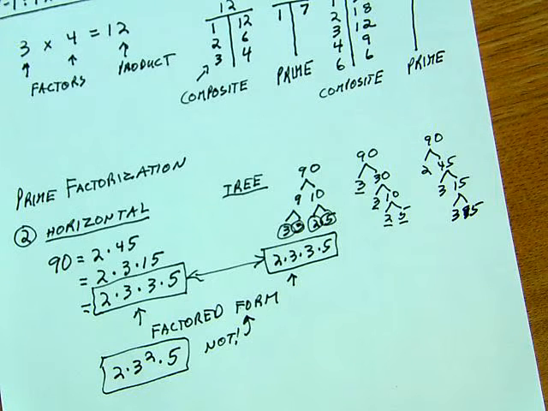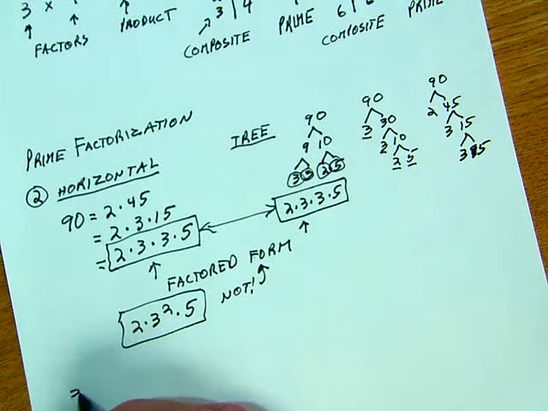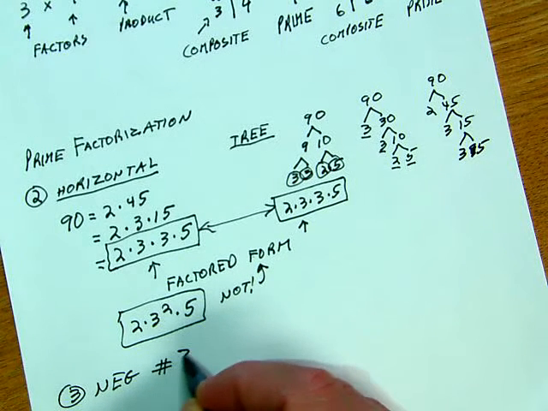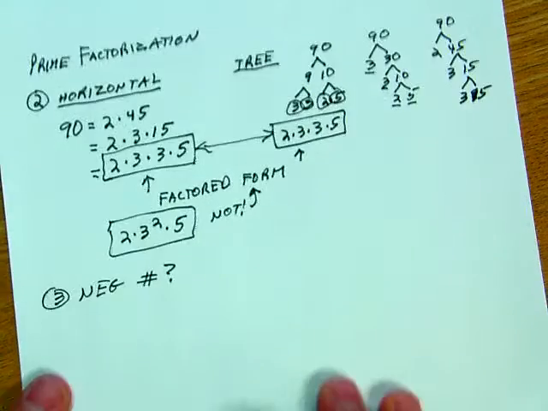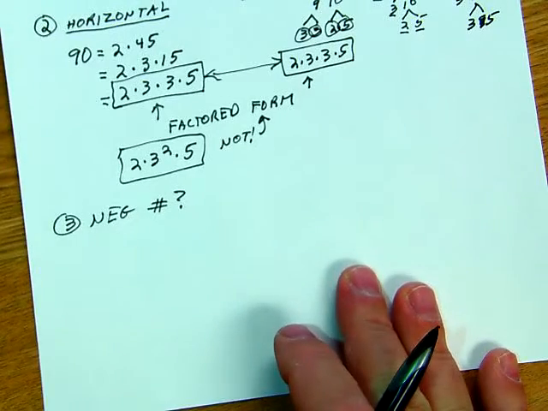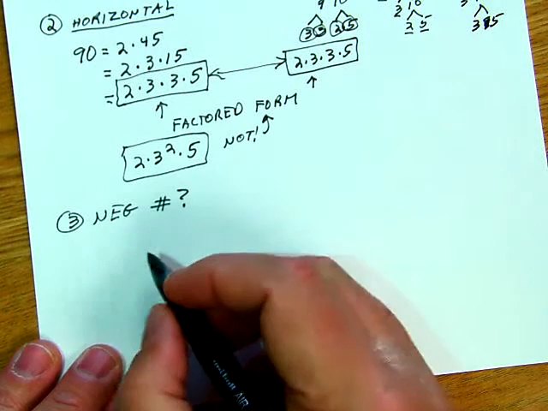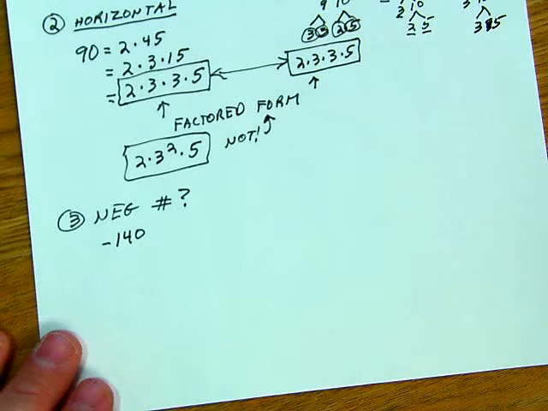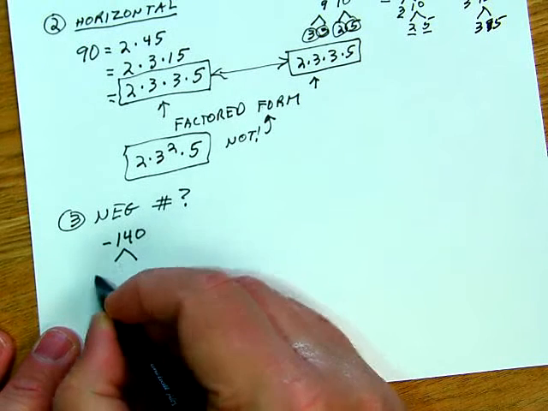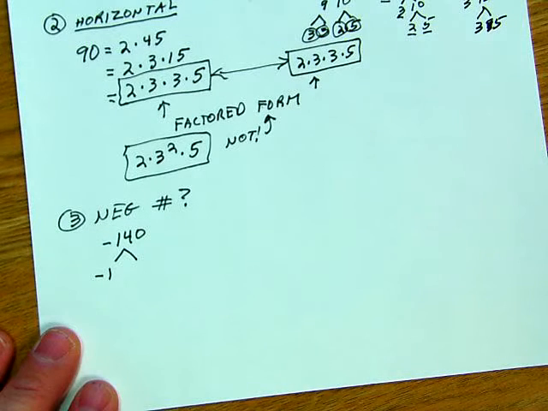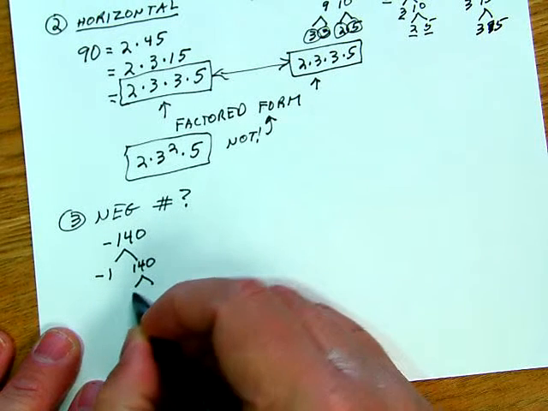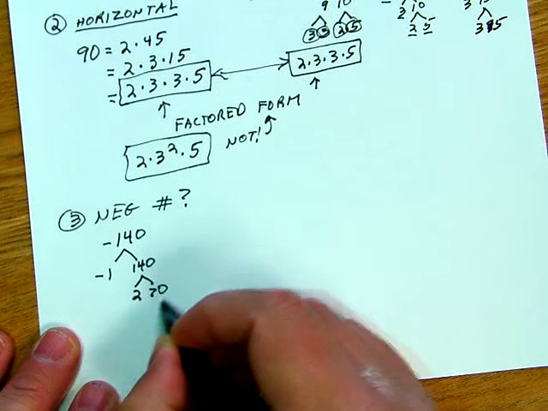Okay. What happens if I have a negative number? How do I handle a negative number? Well, it's not very difficult because there's only one rule change. Let's say I have -140. I'm going to use the tree method here. First thing you do, let's get rid of the negative by factoring out -1. And now I can just break this down into however I want to do it.